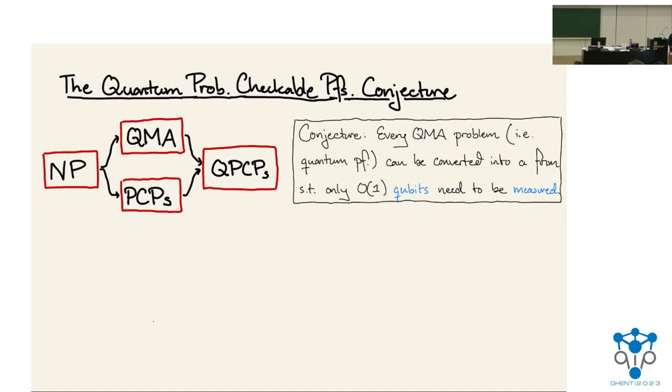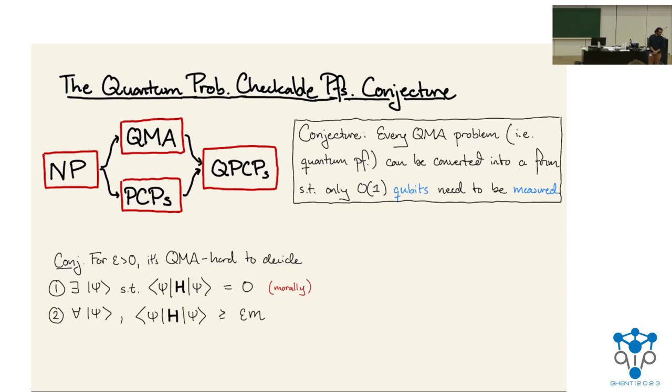And what that conjecture says is that every QMA problem, or every quantum proof, you can always convert into a form so that only a constant number of the qubits need to be measured, because the QMA proof has to be a quantum state. Or equivalently, you might say it's equivalent to asking: is it easy to decide whether there exists a state that satisfies all the Hamiltonians, has zero energy, a ground state?